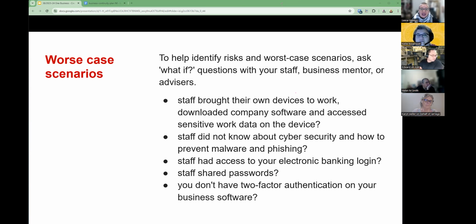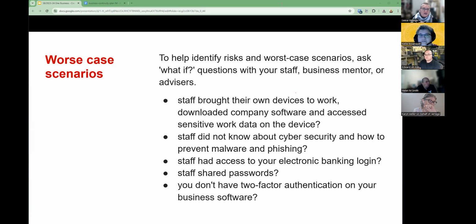What if your staff had access to your electronic banking logins? What if your staff shared passwords? We do a bit of that. We share passwords, but through Bitwarden. But not for some things. We don't share absolutely everything. We share certain things. Is that written down in a policy? Probably not. No staff have access to the bank accounts. Only Eddie and I have access to the bank accounts. But there are other things.